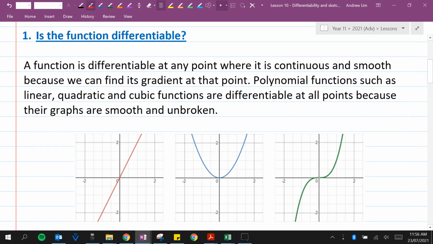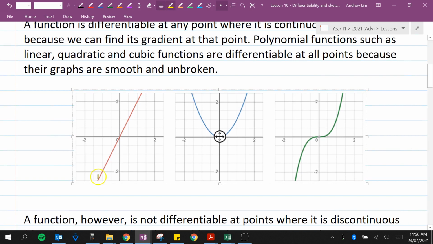A function is differentiable at any point where it is continuous and smooth because we can find its gradient at that point. All polynomial functions, such as linear, quadratic, and cubic functions, are differentiable at all points because the graphs are smooth and unbroken. So we can see here, we've got a linear function and it is smooth and unbroken. So we can differentiate this at any point along this curve. If x is minus 8, or x is equal to negative 3.7, or if x is equal to 5.9, we can differentiate it.